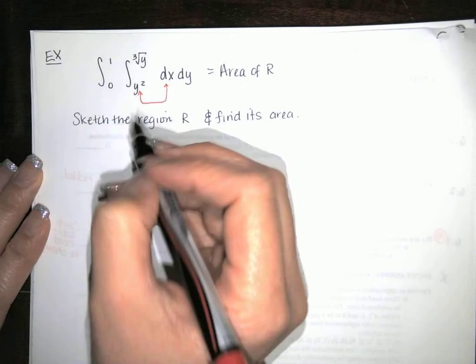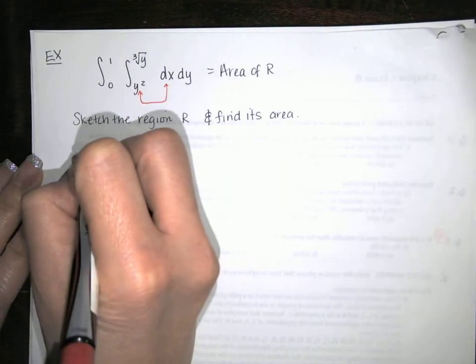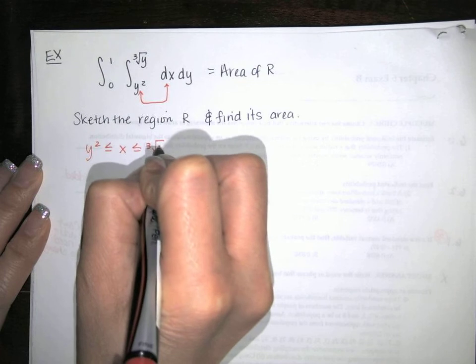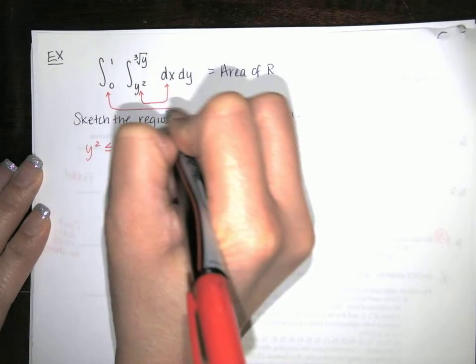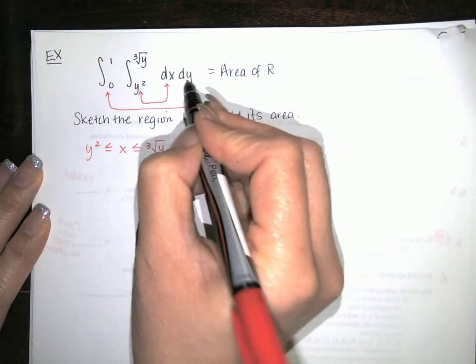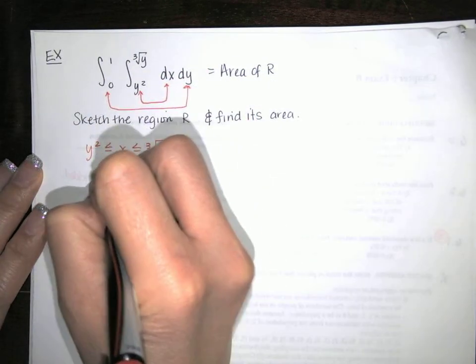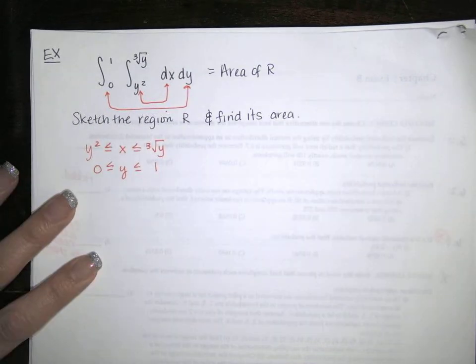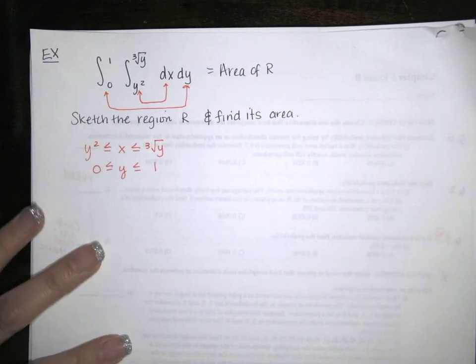So I'm going to write that down. X goes from y squared to the cube root of y. And then on the outside, we've got this. Y goes from 0 to 1. Okay, well, what does that look like?